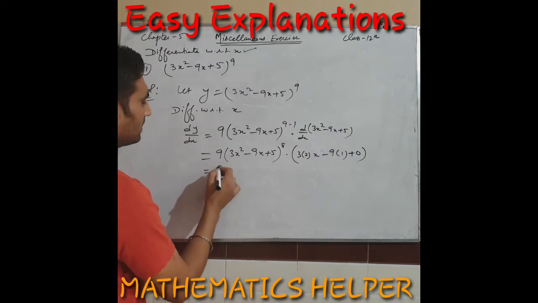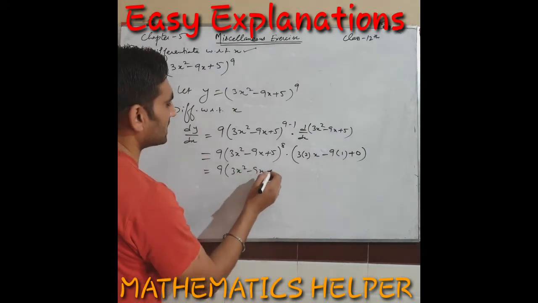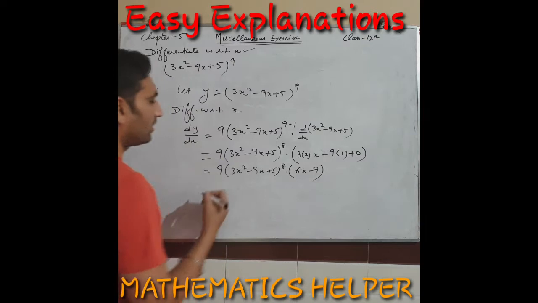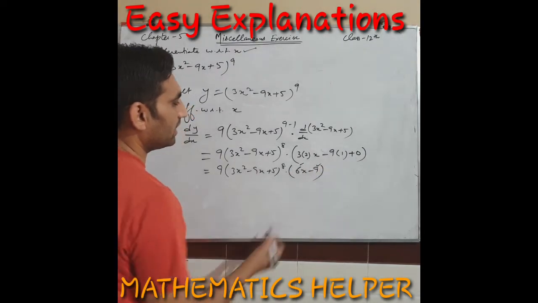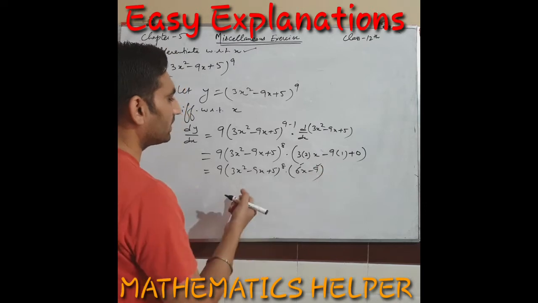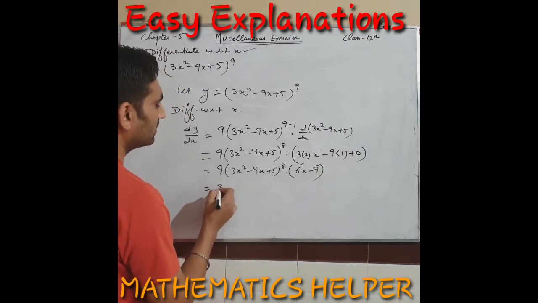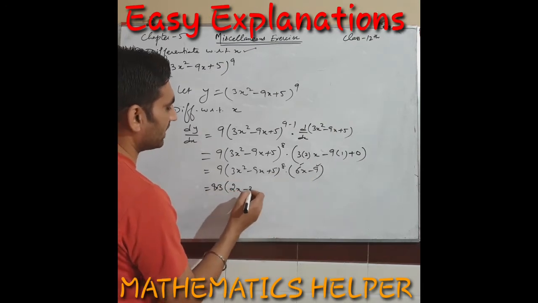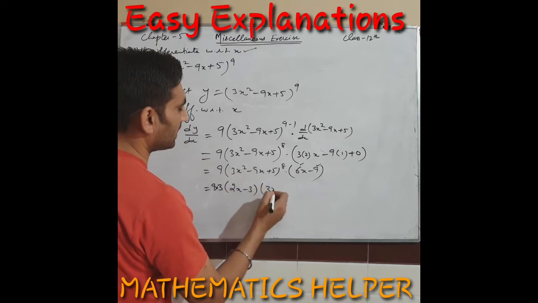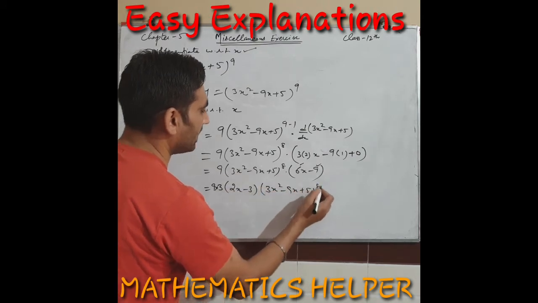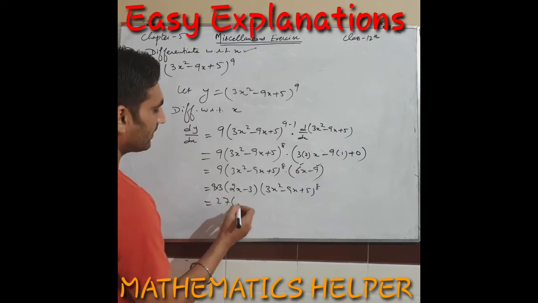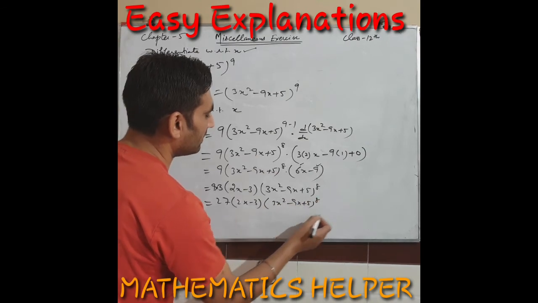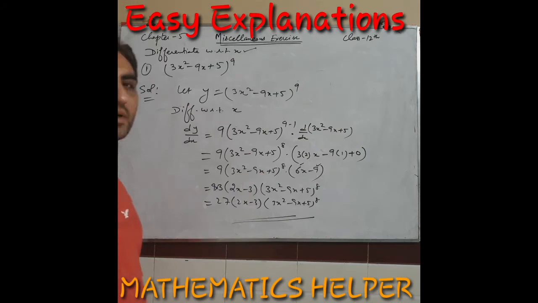Now finalize our answer. 9 (3x square minus 9x plus 5) raised to power 8 into (3 into 2, 6x minus 9), or in the end see if anything is common in these two, and they have 3 common, so we will take 3 out. So we will write 9 into 3 into this remaining part, means 2x minus 3, and rest of the part here 3x square minus 9x plus 5 raised to power 8, or 9 into 3 is 27, (2x minus 3) into this (3x square minus 9x plus 5) raised to power 8. This is our final answer of question number 1.